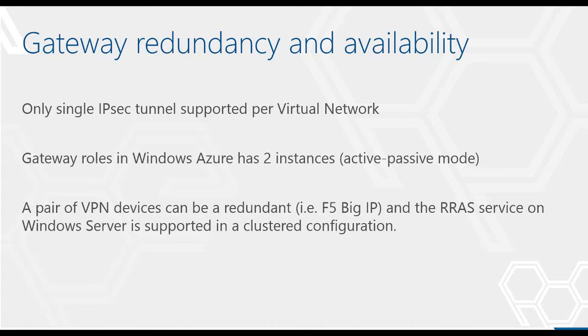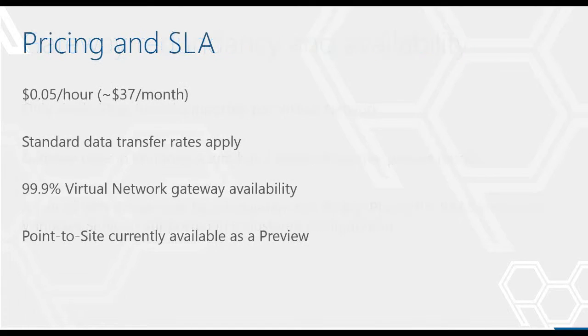For availability on the on-premises side, most VPN devices support redundant configurations for high availability. The Routing and Remote Access service in Windows Server is cluster aware, so this is also a viable high availability solution. Finally, before I start the demo, let's discuss pricing.